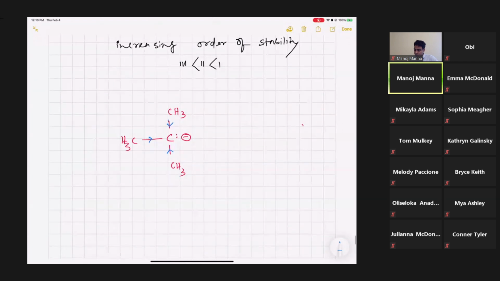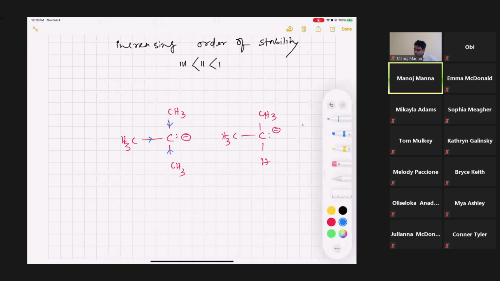If you compare this one with CH3 and hydrogen, this is also a carbanion, but here only 2 methyl groups are pushing electrons. In comparison, both have negative charge, but the right-hand side, number 2, is better than number 1, because it has an electron rich center, but 2 of them pushing electrons is okay, while here 3 of them are pushing, so the magnitude is higher, and that's why it becomes more unstable.